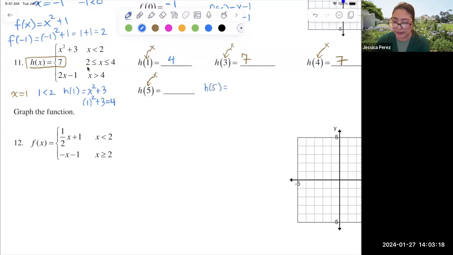Where does 5 live? 5 is greater than 4. So that gives me 2 times 5 minus 1. I'm plugging it into this equation. And that's going to give me 10 minus 1, or 9. And that's my answer right there. Just making sure that I know where I'm plugging it in. That is the question on piecewise functions.